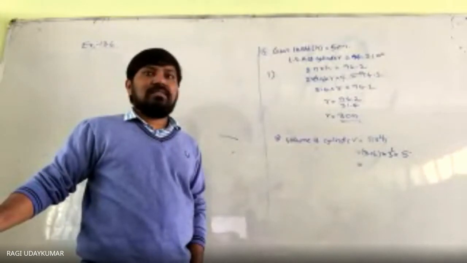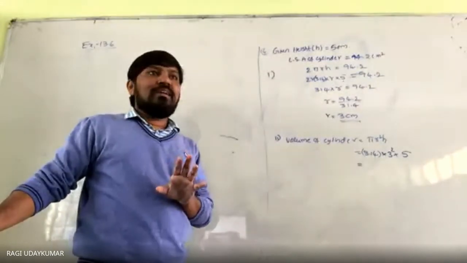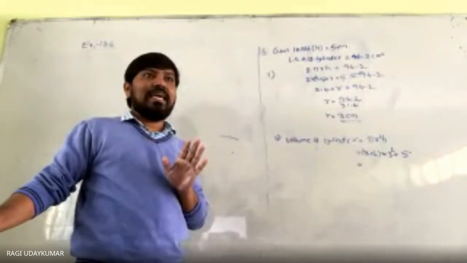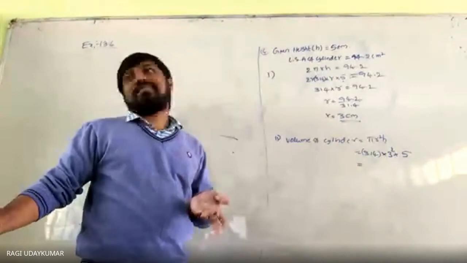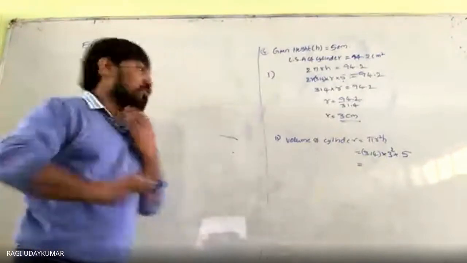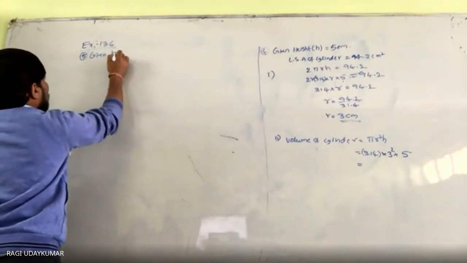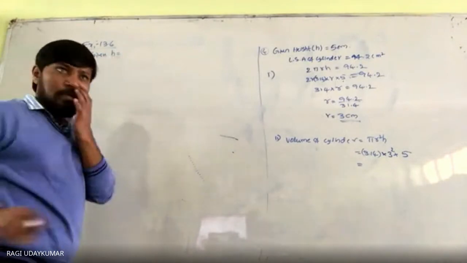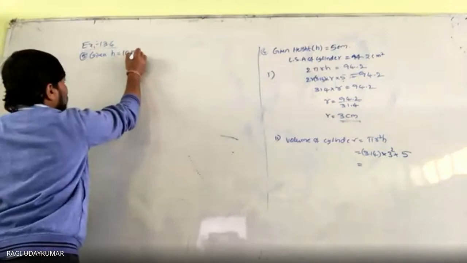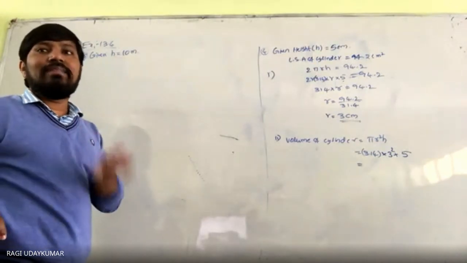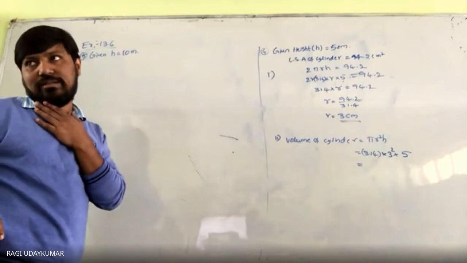Actually the problem is simple here. The curved surface area is not given, so you have to do 2,200 by 20. Yes, that's all. I'll explain it to you, don't worry. So what are the given things here? Given height h is equal to 10 meters, and the total cost of painting is 2,200 at the rate of 20 rupees per meter square.